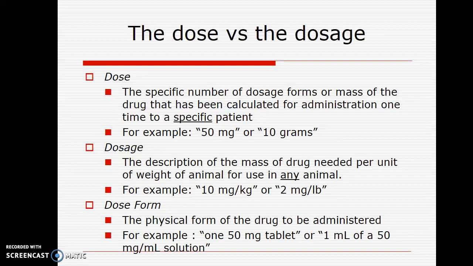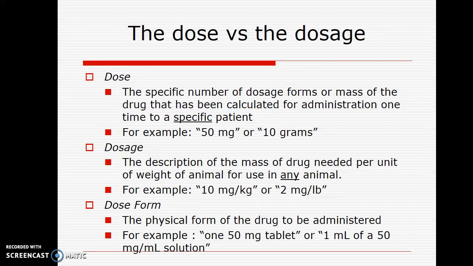The dosage is what we use to calculate the dose for a specific patient. So it's expressed in terms of milligrams per kilogram or milligrams per pound, or sometimes grams per kilograms or grams per pound. But it's relevant to any animal. We just take their weight and multiply it by the dosage, and then we'll get the amount that we're going to give to the animal, and that's the dose.